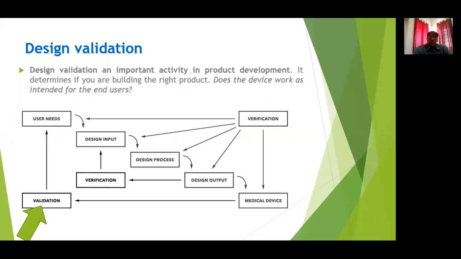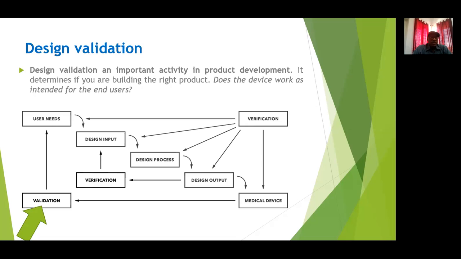First of all, we'll see what design validation is. Indeed, design validation is an important activity in product development. It determines if you are building the right product: does the device work as intended for the end users? When you are designing, let us say, a medical ventilator, you have to understand where it's going to be used, how you can add the various requirements, and whether they are suited for that particular user or not.